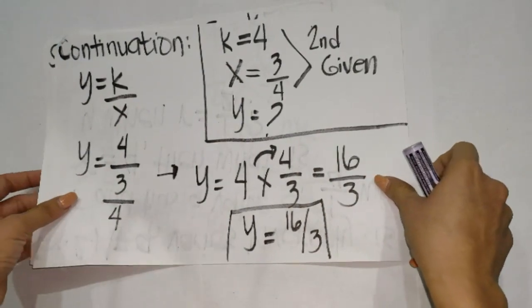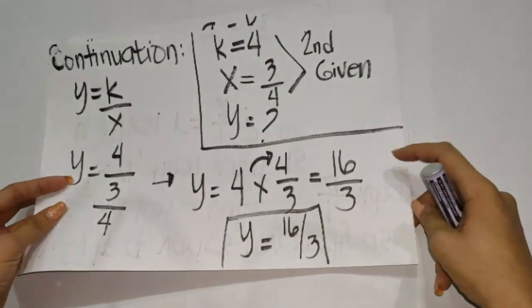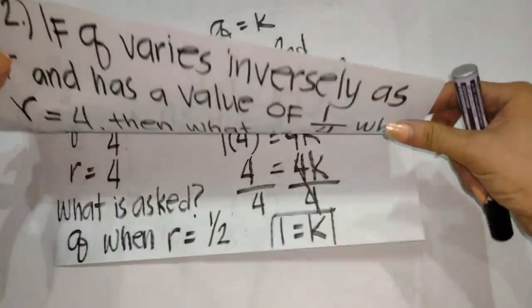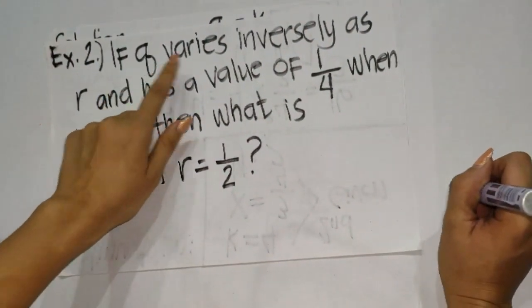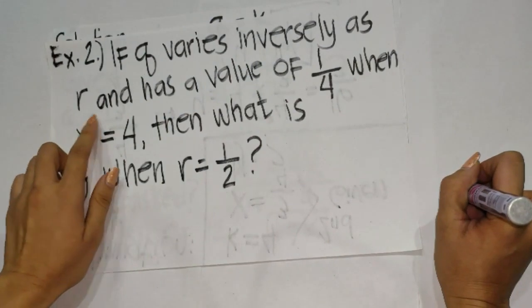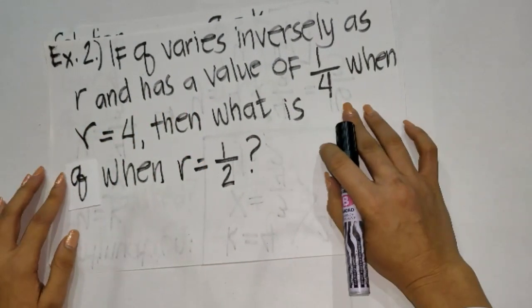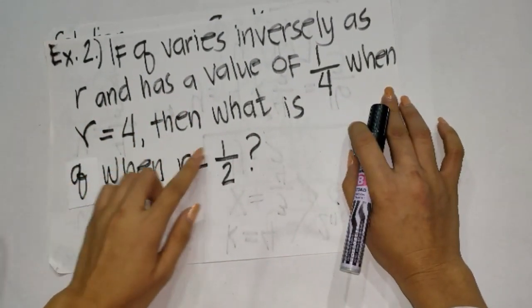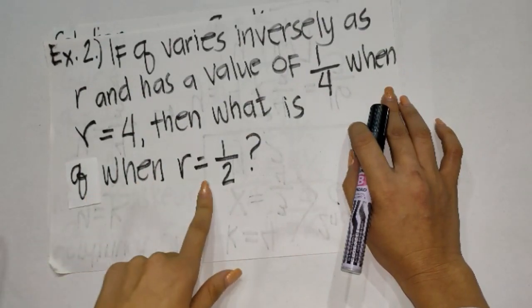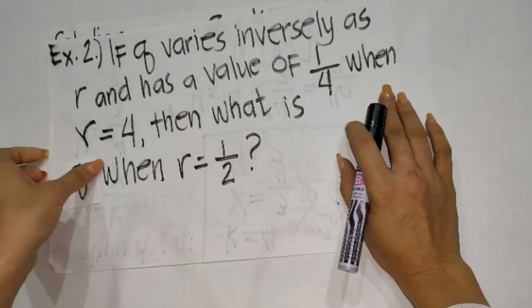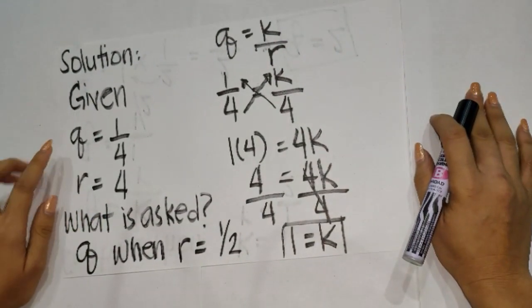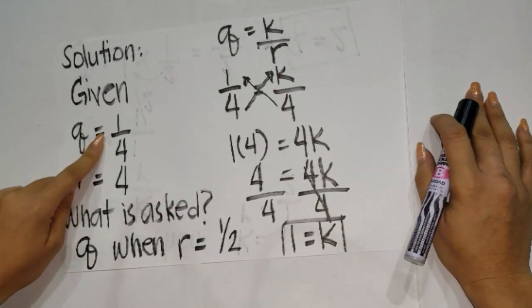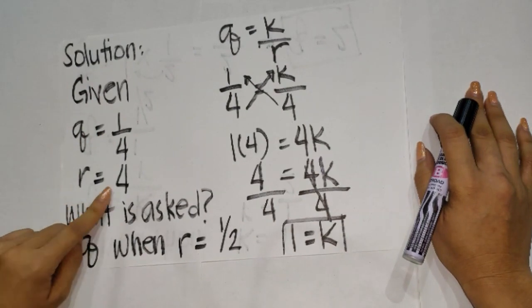So, nakuha po? Ayan. So, to understand it more, let's have another example. If q varies inversely as r and has a value of 1/4 when r is 4, then what is q when our r is equal to 1/2? So, let's try to solve. Again, let's write the given. So our Q is equal to 1/4. Our R is equal to 4.